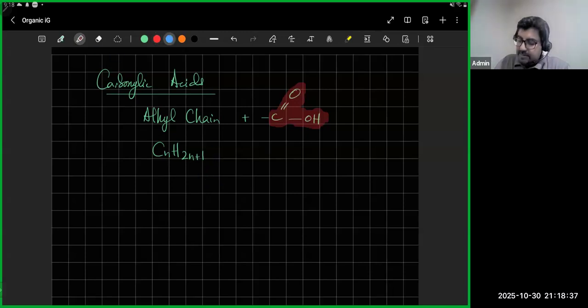So all carboxylic acids are going to have this structure, which is why the general formula of a carboxylic acid is CnH2n+1, that's your alkyl chain, plus a carboxylic acid group. That's the condensed version of this thing: CO and OH. So that's the condensed version of how to write a carboxylic acid.